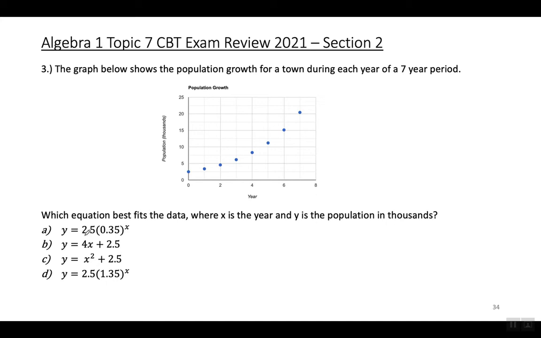So first of all, look at what the initial amount has to be. This dot, when x is 0, is right in between 0 and 5, so it's at 2.5. So that's the initial amount, 2.5. So it can't be B and it can't be C.